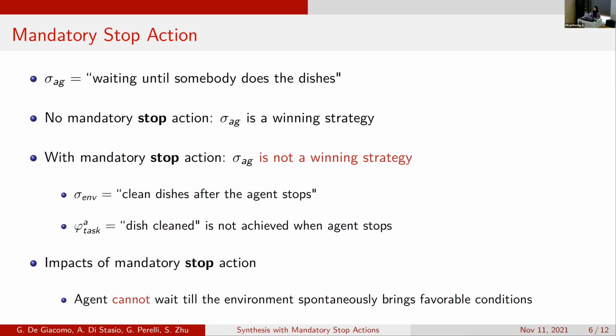However, with a mandatory stop action, this is not a winning strategy anymore, because the environment can behave as follows: it cleans the dishes after the agent stops. In this case, the agent task of cleaning dishes cannot be achieved when the agent stops, because the environment can always do the dishes after the stop action. So the impact of having this mandatory stop action is that the agent cannot wait until the environment brings some favorable conditions, and instead it has to aggressively achieve its goal.